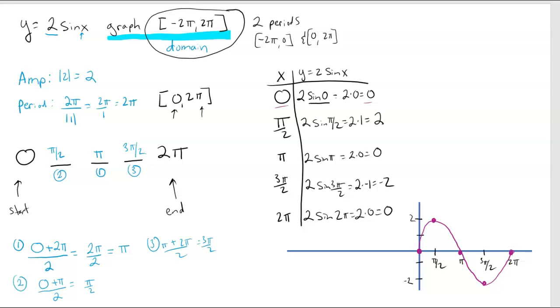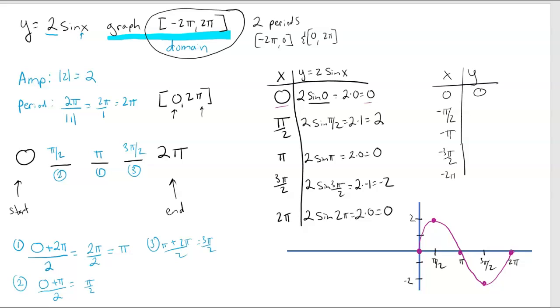Now, you might be asking yourself, how am I going to make my second period? Okay, well, you could make a new table if you wanted to. You can plug these values in, right? You're going to start at 0 again. But this time, you're going to go backwards, right? Negative pi over 2, negative pi, negative 3 pi over 2, negative 2 pi. Okay, and as you go backwards, we already know that this is going to give us 0 because my answer is right there.